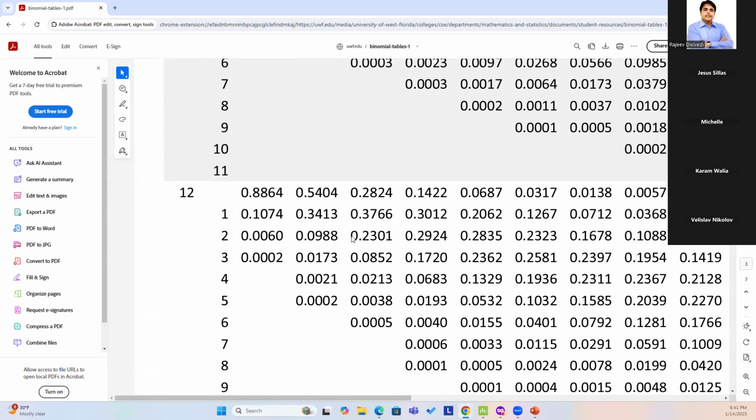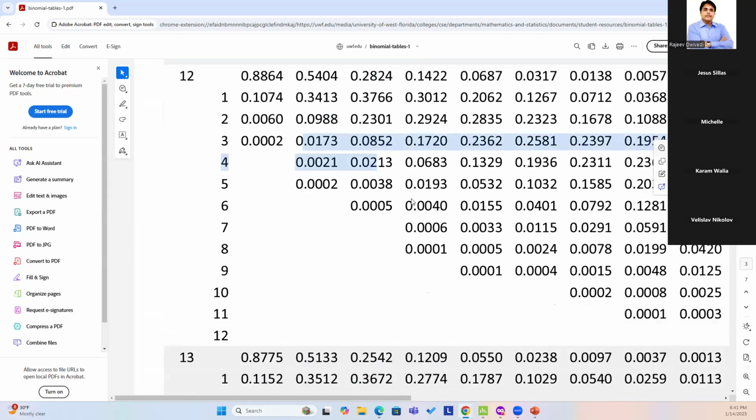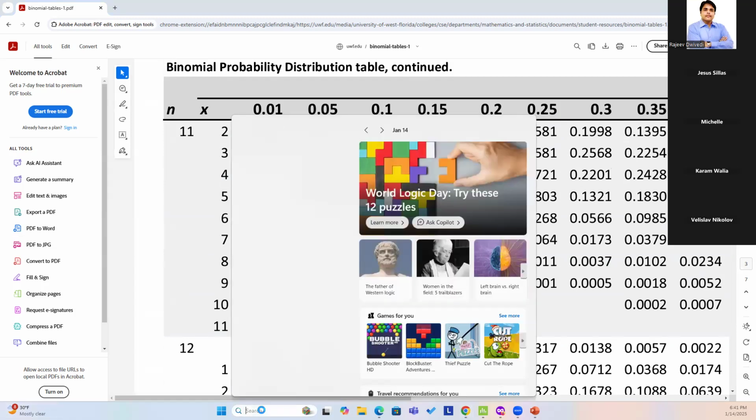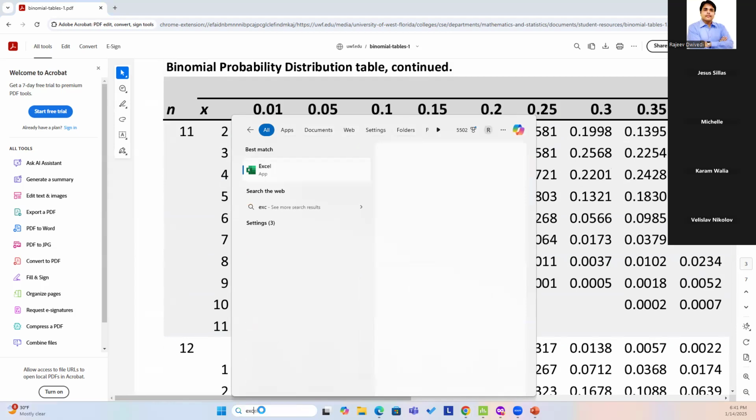So this is 23%. Now this is the probability of the zeroth event, when n equals 12. This is for 1, 2, 3. So this is one thing. Now let me go back. I would like to explain what the cumulative probability is.